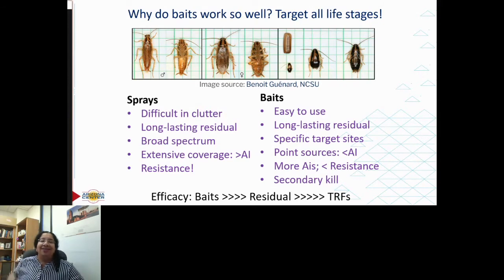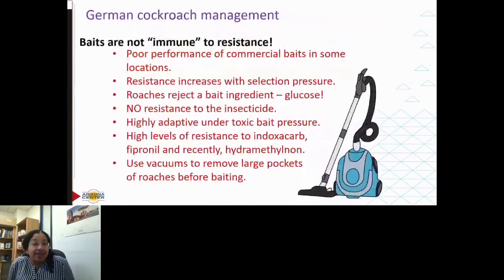And again, baits, like I said, baits are pesticides. It's not that they're not pesticides. They're just pesticides formulated in a different way. Okay, so they're not immune to resistance. And you'll see that when some baits are used continuously in certain locations, they do develop resistance. Pests don't take them. And resistance increases with selection pressure.